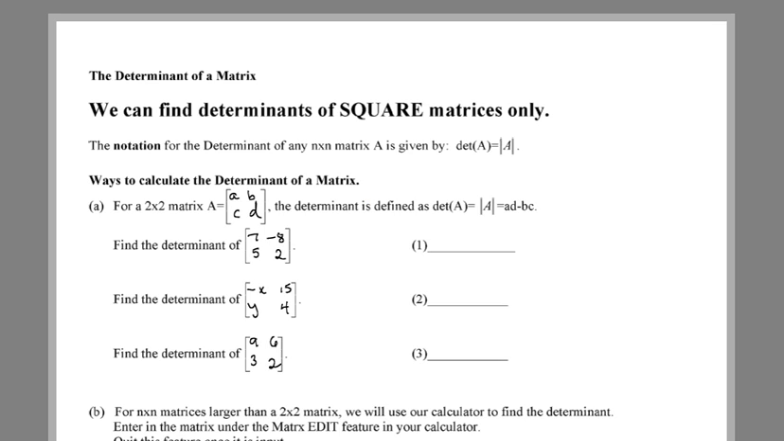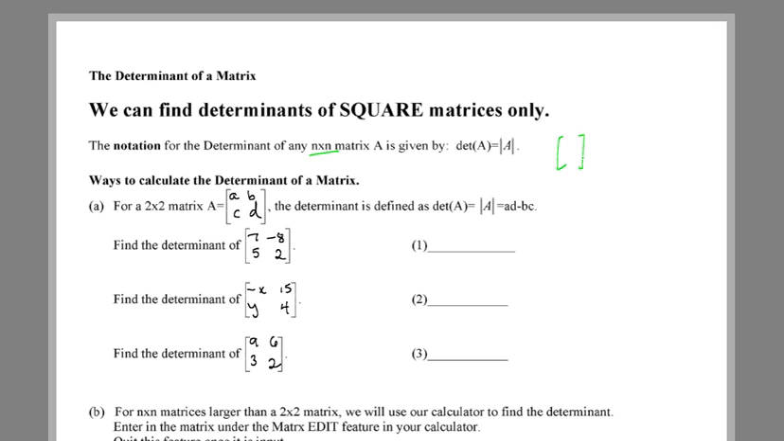Let's look at the notation for a determinant. An N by N matrix has to be square. It can be written as det A, or these two straight lines around it indicate that you're finding the determinant. I prefer either writing it out, find the determinant of A, or det A. These two lines can be confused with the lines with our brackets that go around our matrix.